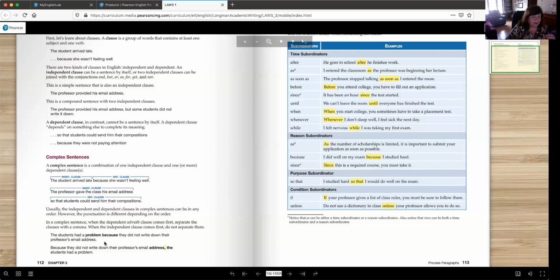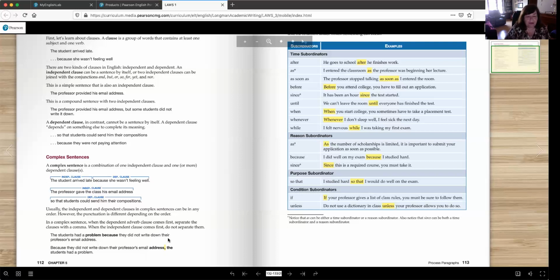That's a sentence by itself. The second part, because they did not write down their professor's email address, that is the dependent part of the sentence. This part of the sentence needs this part to make sense. If you take the same words, same sentence, but you begin with the dependent part, which begins with because they did not write down their professor's email address, now you need a comma, the students had a problem.